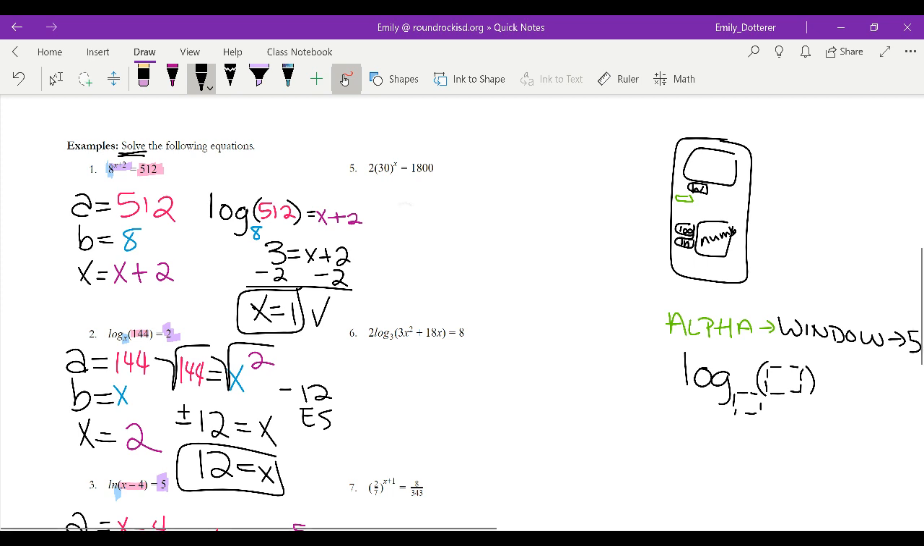Number 5. This one's not ready to go right away. What we're going to have to do first is divide both sides by 2. Because we have another value that's being multiplied by our exponential part, we're going to have to divide by that 2. So 30 to the x equals 900.